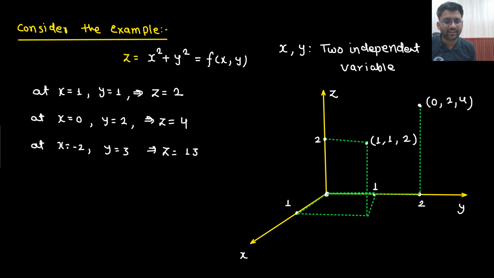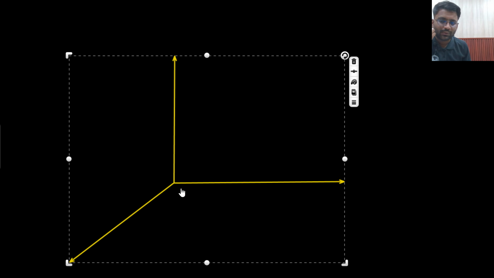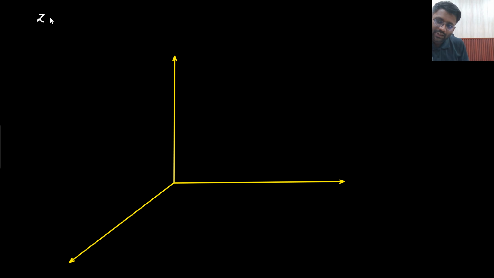What kind of graph we will get? Let's try to plot that graph. So what we need to do? We need to plot z equals to x square plus y square.